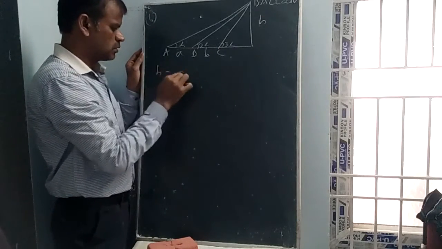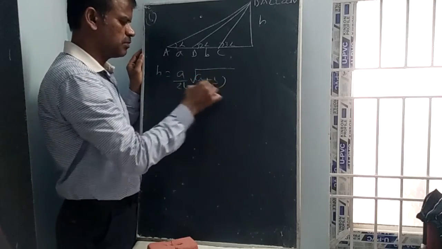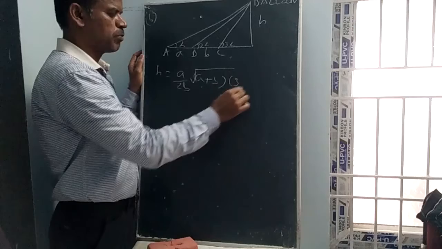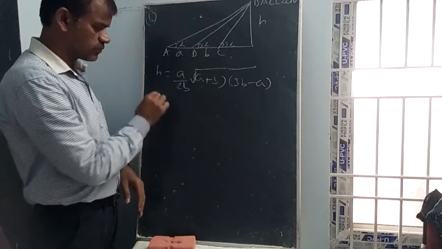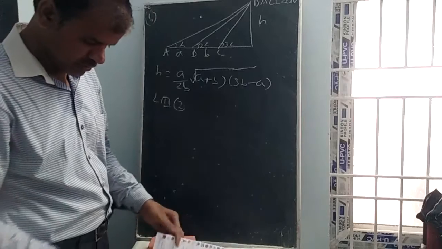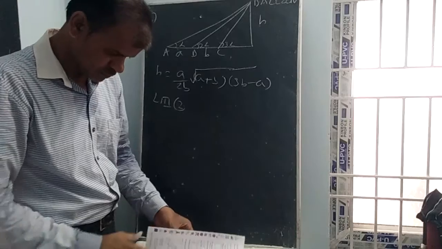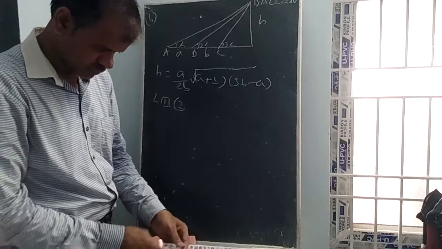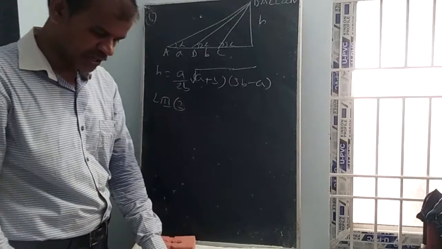H is equal to, the formula is a by 2b into root of a plus b into 3b minus a. Using this formula, the level 3 second question is there. You see the level 3 question, page number 191.